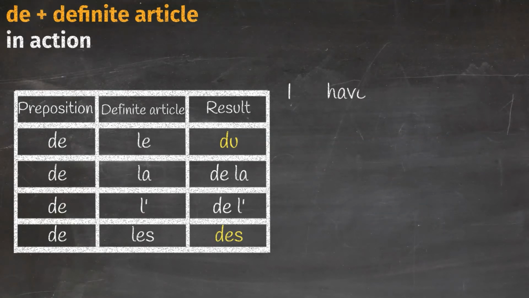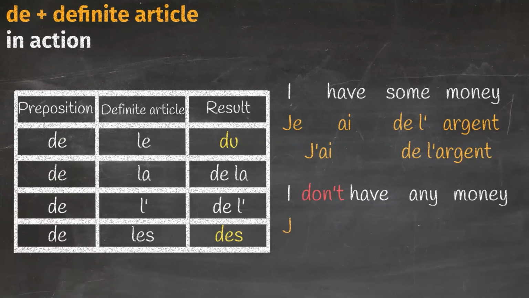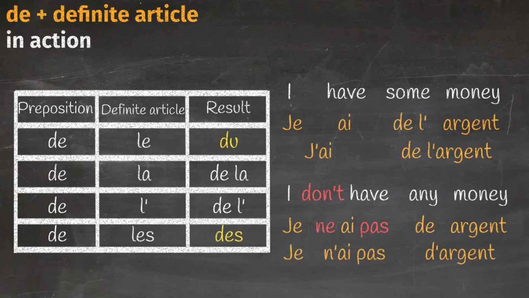Another example. I want to say I have some money. J'ai de l'argent. Why did I choose de l'apostrophe? Well, because the word argent starts with a vowel, which is A. Now, if I want to negate this sentence, I would say je n'ai pas d'argent. I eliminated the definite article.